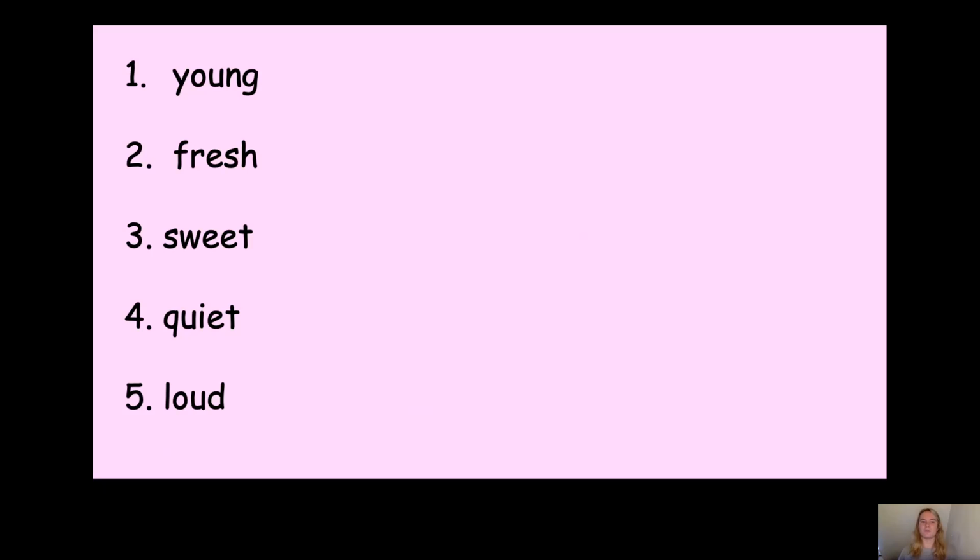So number 1, we've got the base word or the adjective young, and we need to add the suffix est. So young is going to change to youngest. Then number 2, we've got the base word or the adjective fresh, okay? And we're going to change it to a superlative adjective. Therefore, it will change to freshest. Fresh being the base word or the adjective, and est being the suffix. So we could say the strawberries are the freshest fruit in the supermarket. Okay, that could be a sentence we could use.